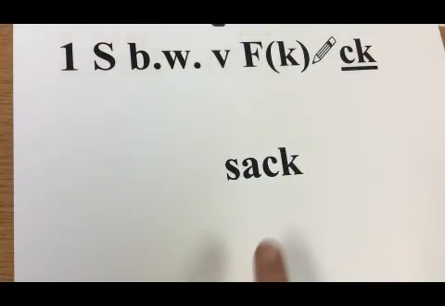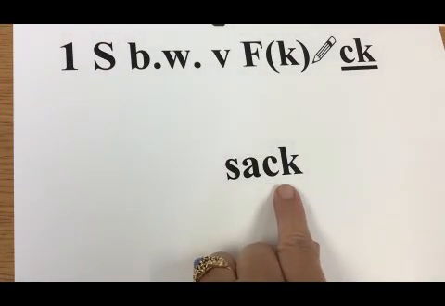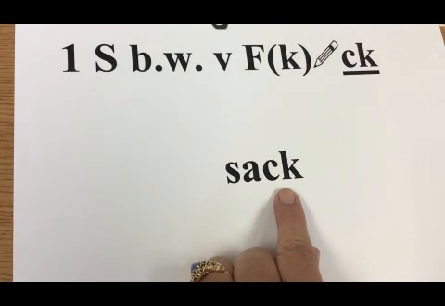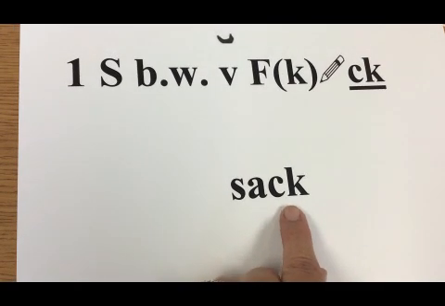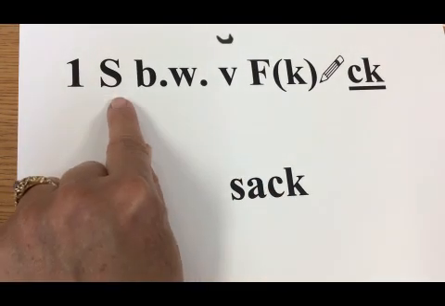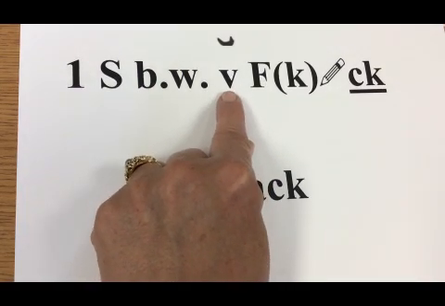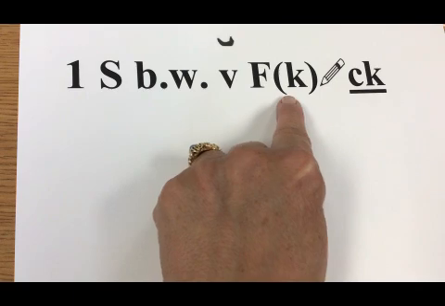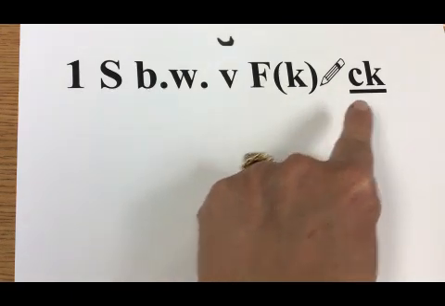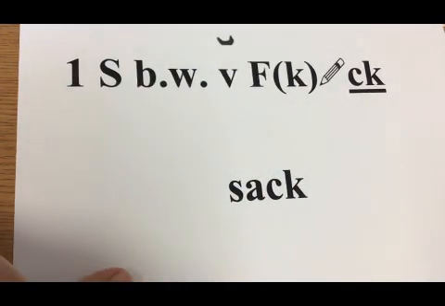And last but not least, what is the sound of digraph CK? Right, it's a K sound as well. We have learned in a one-syllable base word, before a short vowel sound, final K is spelled with digraph CK as in sack. Today we're going to learn another spelling rule that's related to the K sound.